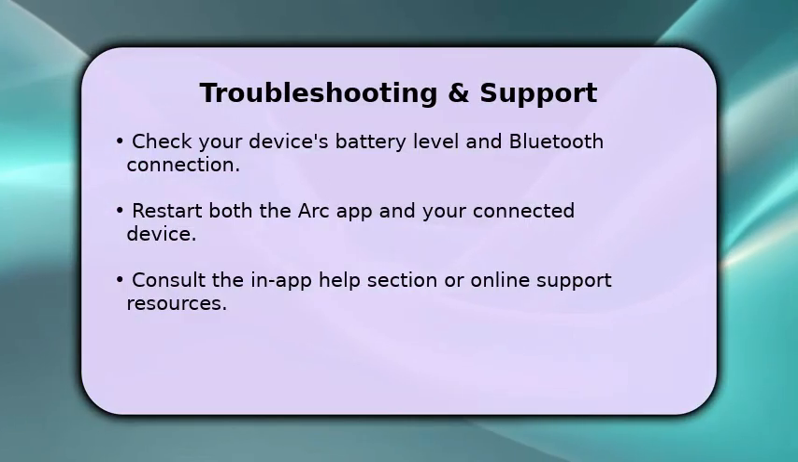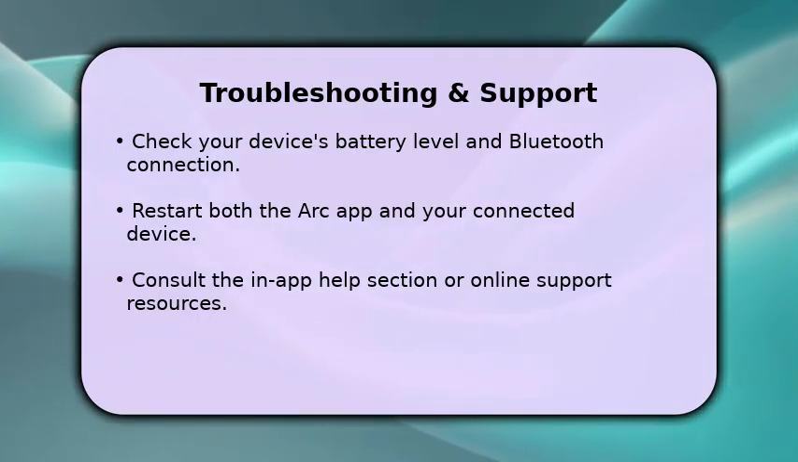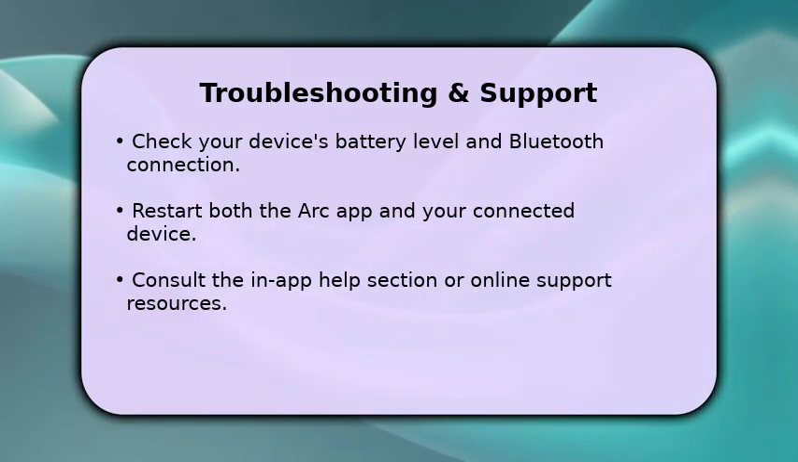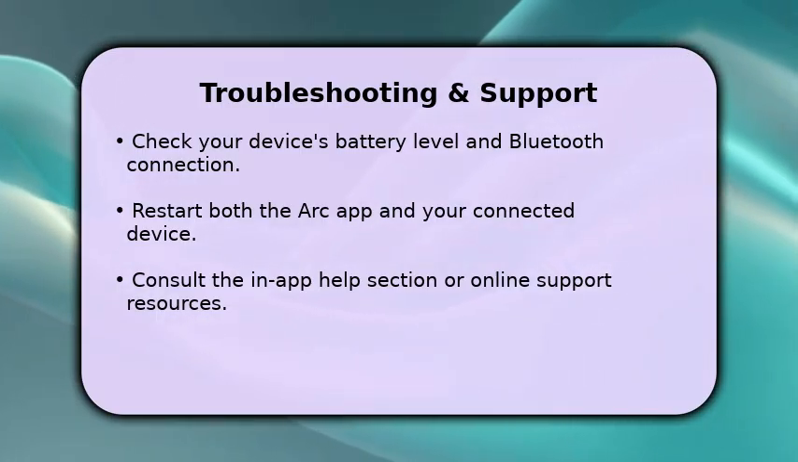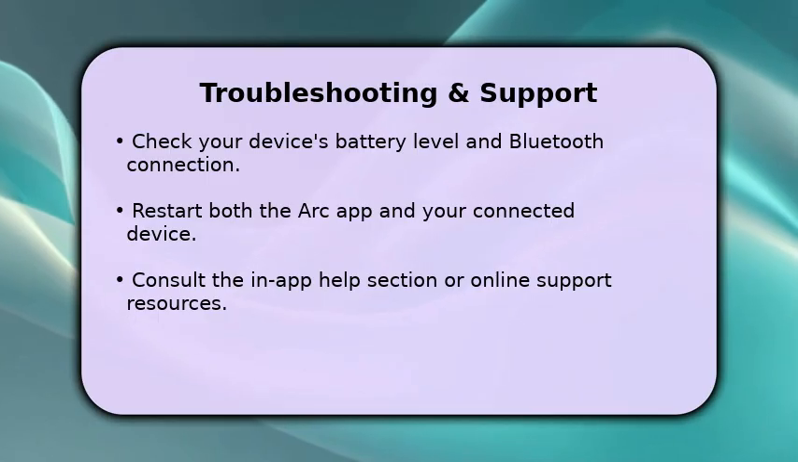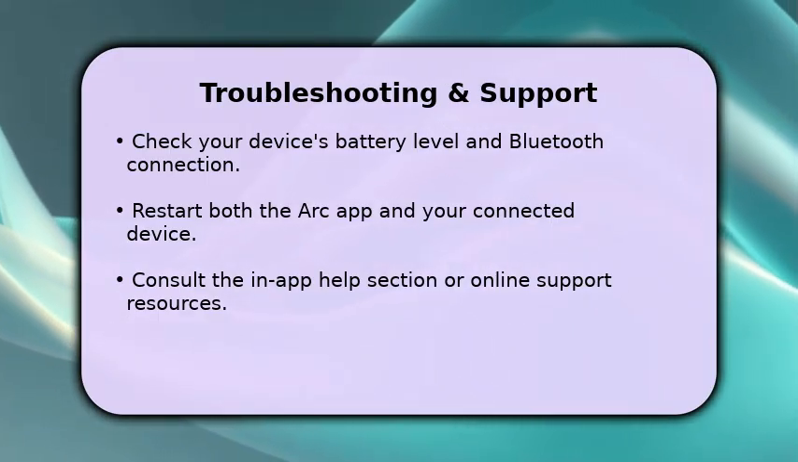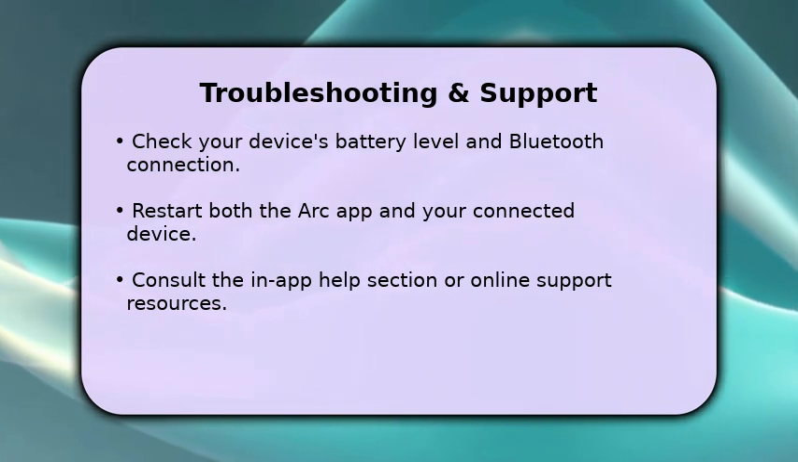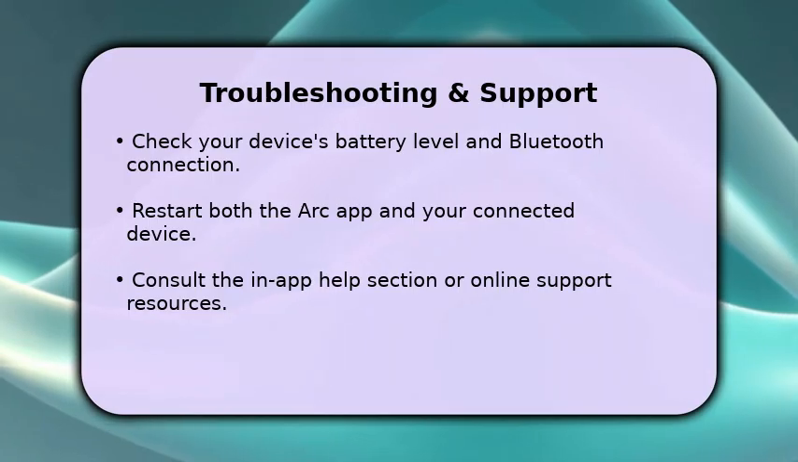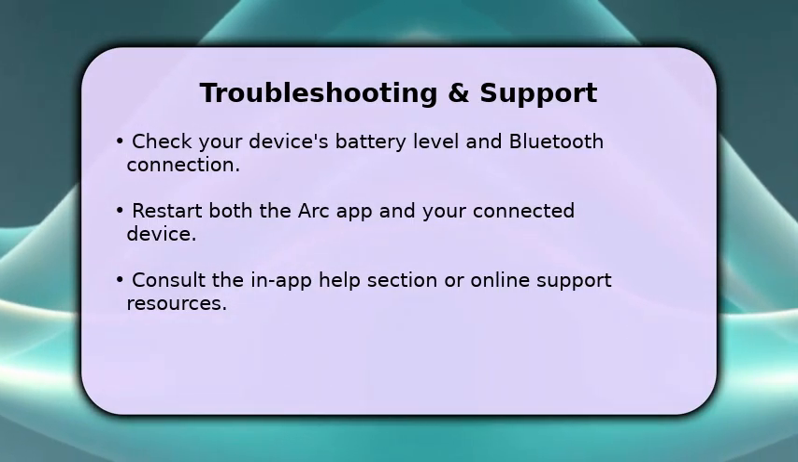If you encounter any issues, don't worry. Troubleshooting is straightforward. First, verify your Arc device's battery level and ensure your Bluetooth connection is stable. Often, simply restarting both the Arc app and your connected device can resolve minor glitches. For more persistent problems, consult the comprehensive in-app help section or visit the Arc website for detailed support articles and frequently asked questions. Help is always available.